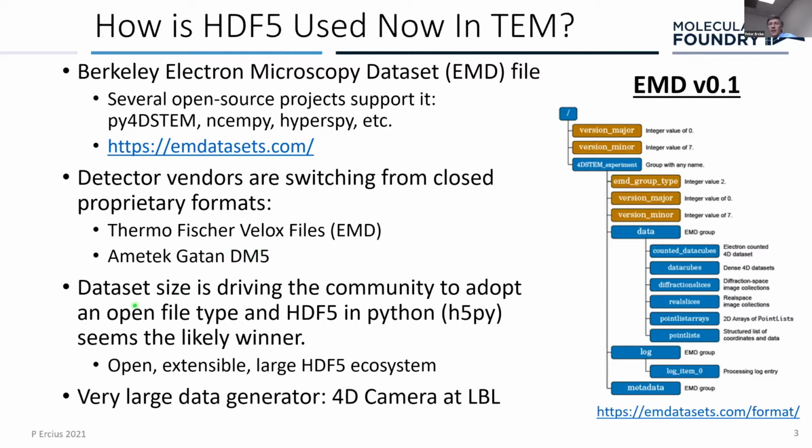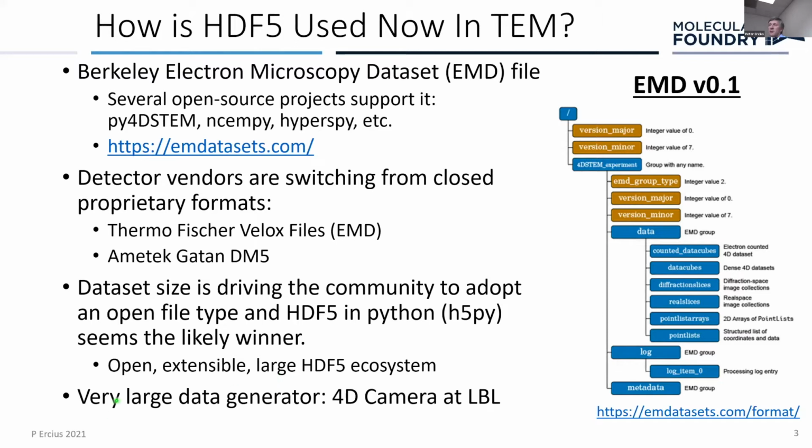And the thing is that dataset size and extra dimensionality is driving the community towards adopting these open file types. HDF5 seems like the winner, especially because we're heavily using Python through h5py. And we really are pushing them to do open extensible data sets, because why is our data locked in this weird format? And then we really want access to the large overarching HDF5 ecosystem. If you write it in this format, you get access to so much stuff that's already written out there.